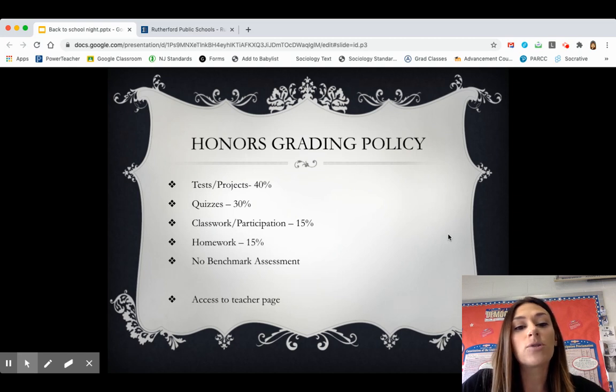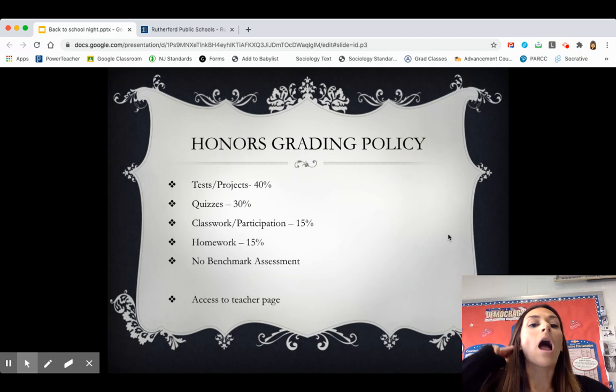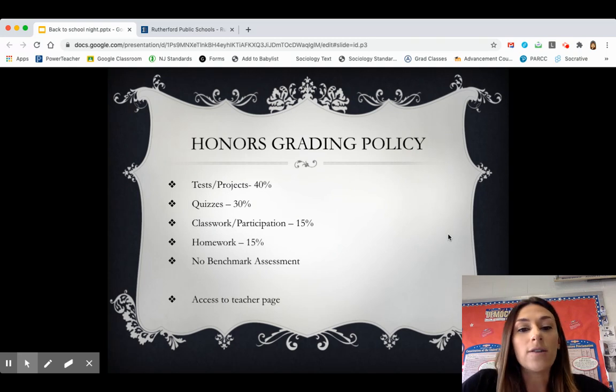I will also sometimes grade other assignments as quiz grades. If there is an assignment that is a little bit bigger than a classwork assignment or it involved a lot of research, something like a debate, we will have many debates this year, I will always grade those as a quiz as well, but the students will always know ahead of time what is being graded as a quiz.